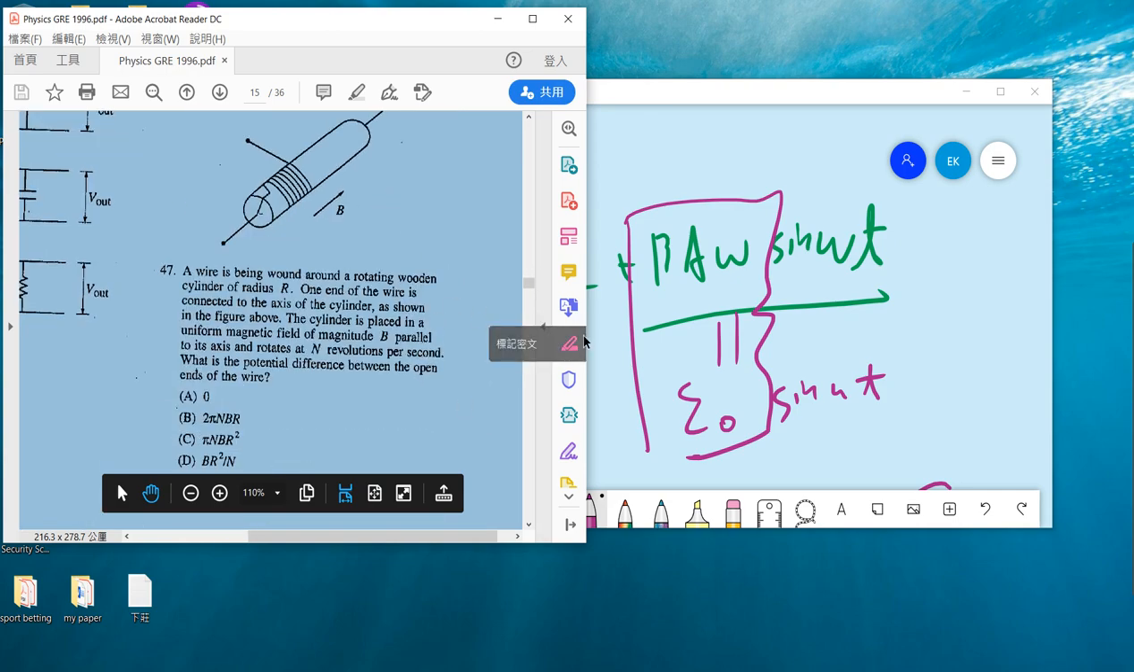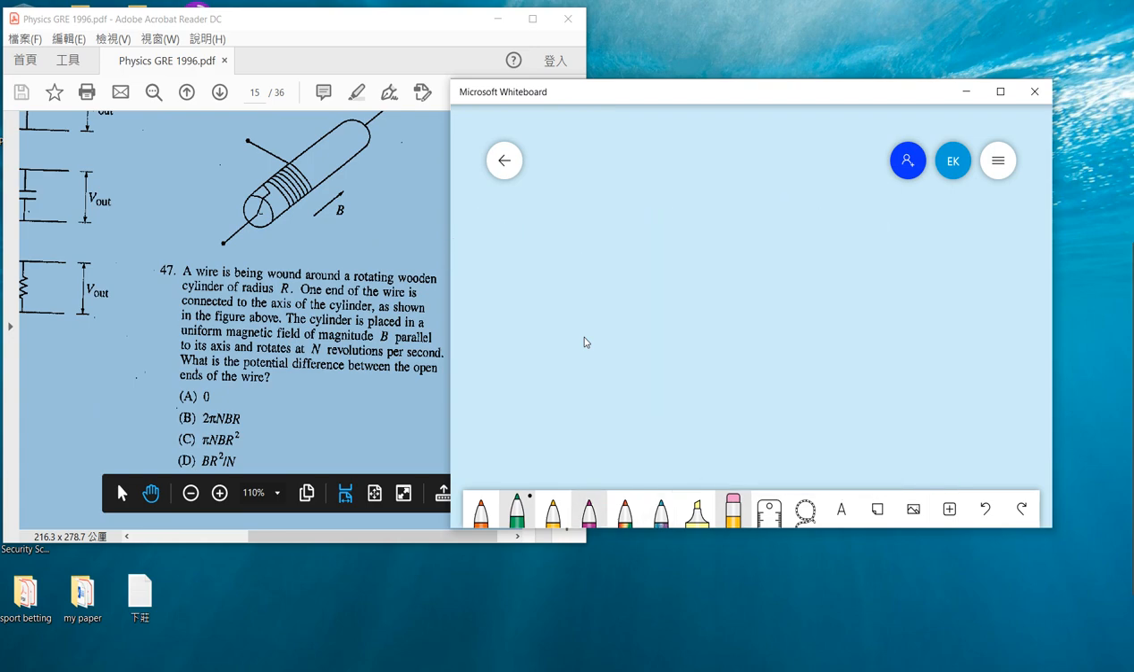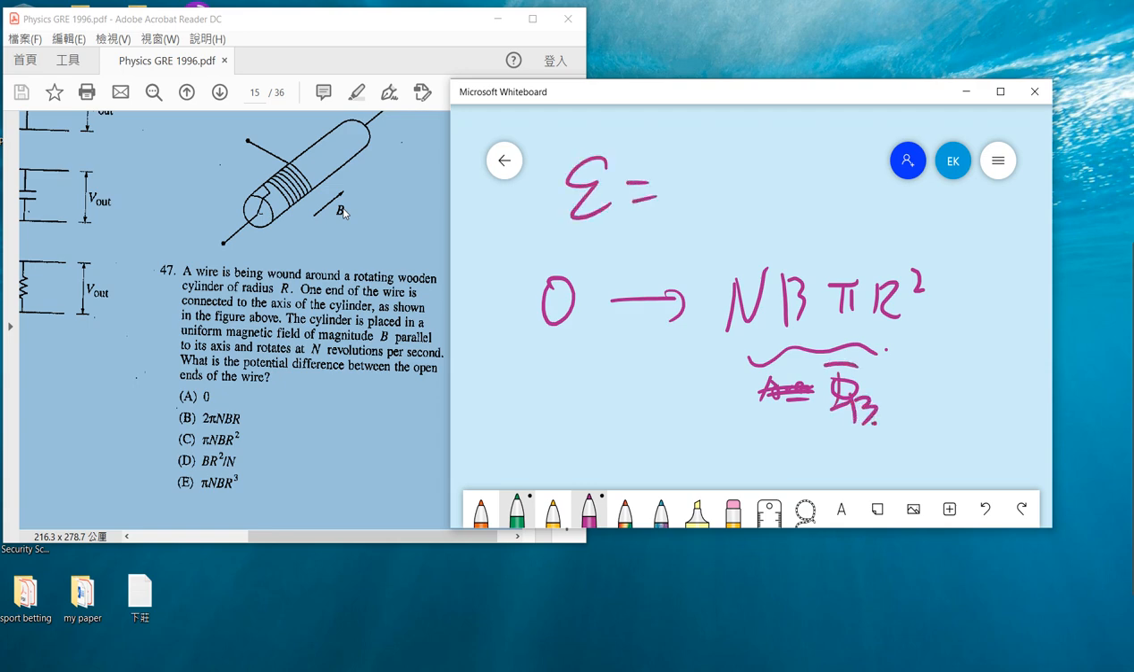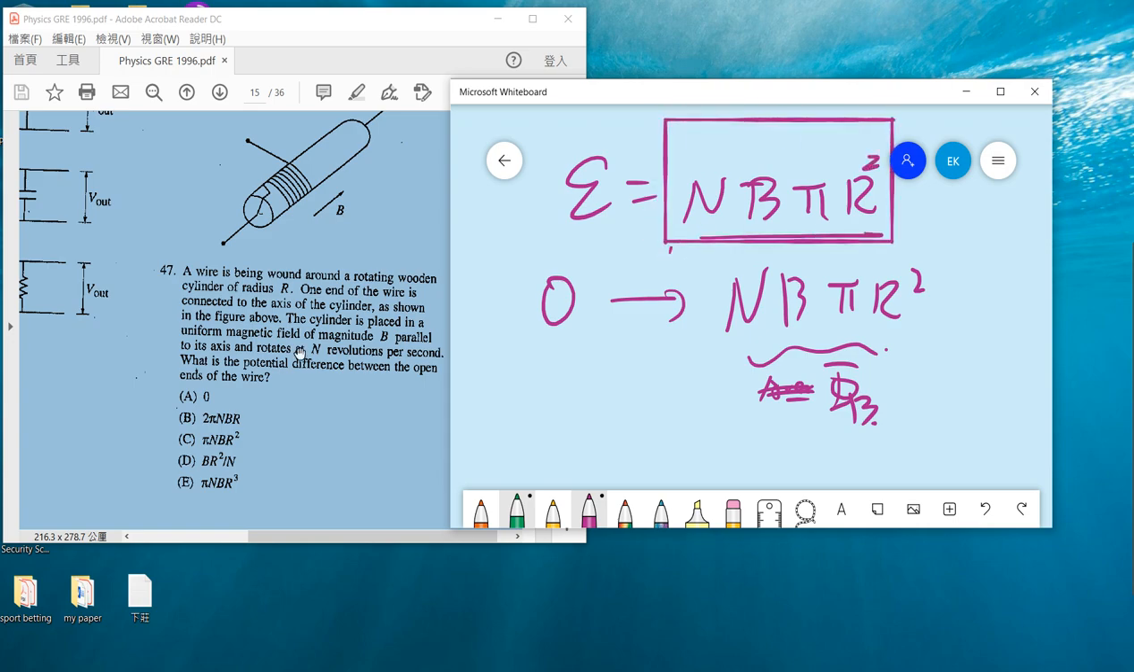Okay, so 37. Basically, you can read the question by yourself, but it's exactly the same as Faraday's law. You just calculate the magnetic flux difference. So your original is 0, and the final is just n times B times pi r squared. So this is the area, and this is the flux. So epsilon is just dB over dt, which is this one. Okay, so the answer is C.